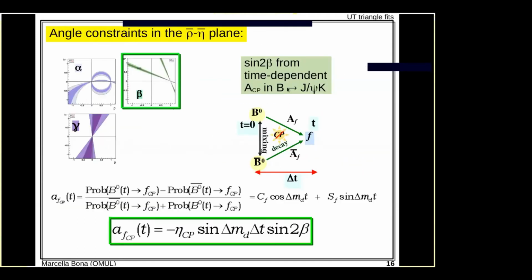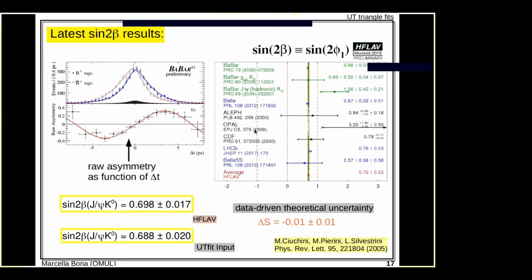Now, the B to J/psi K proceeds via a dominant tree diagram, and the interference is with the box diagram of the mixing. So again, you have something that depends on the mixing. So the box diagram that I already mentioned when I mentioned delta M_d, the delta mass.